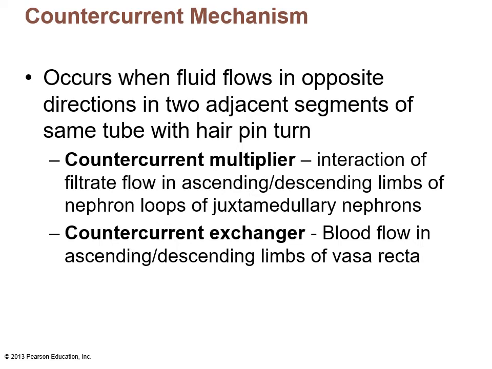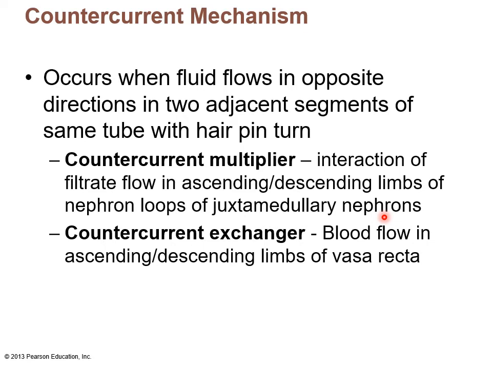So now we're going to talk about this countercurrent mechanism. Now, the countercurrent mechanism is a mechanism that occurs when fluid flows in opposite directions in two adjacent segments of the same tube with a hairpin turn. That's by definition. So it's fluid flowing in opposite directions, and they're connected by a hairpin turn. Now, the countercurrent multiplier is the interaction of filtrate flow in ascending and descending limbs of the nephron loops of the juxtamedullary nephrons. These are that 15% of the nephrons whose loops of Henle, or nephron loops, are found way down into the medulla, and this is where water conservation occurs.